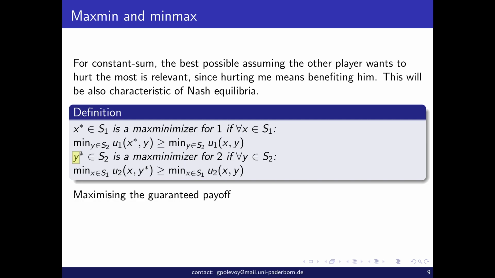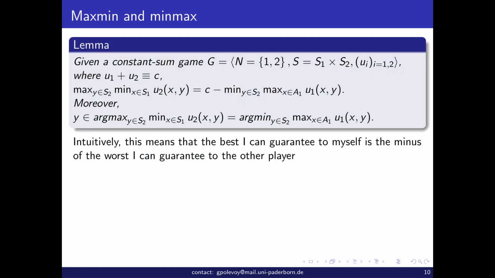Analogously, Y star is a maxmin strategy for player 2 if it gives the best utility for that player among all the other Ys when player 1 wants to make the life of player 2 as bad as possible. So it's the maximum over the minimum for U2. Okay, that's the definition of maxmin and minmax. Both players want to maxmin. Now we are going to prove a connection between maxmin and minmax. And that is as follows.